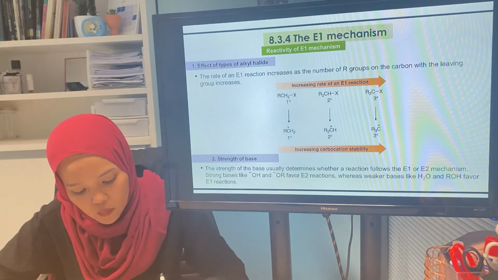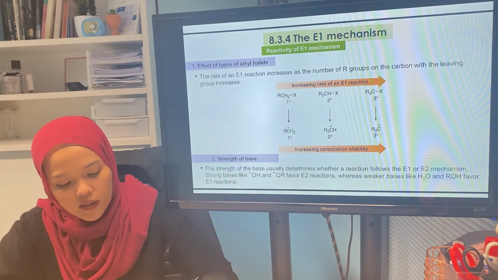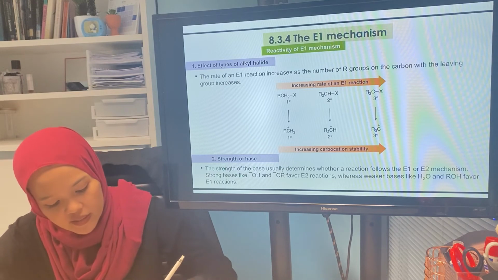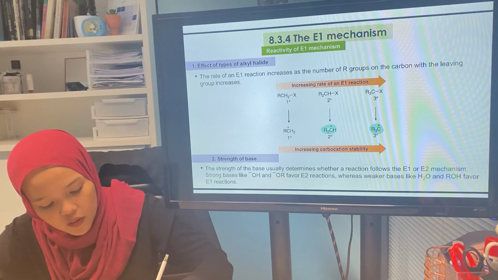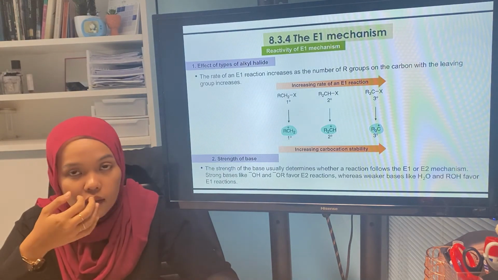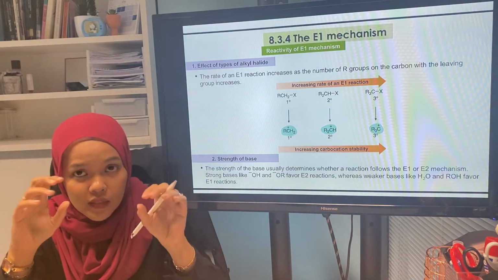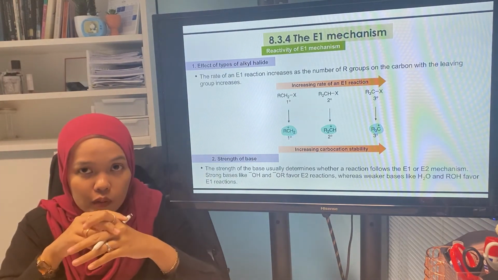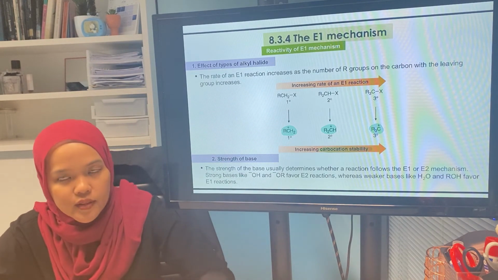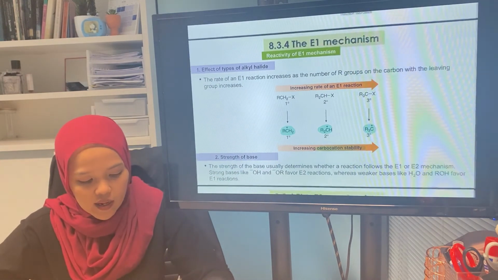So why does the E1 reaction favor a tertiary alkyl halide? Because it is going to form a carbocation, and this carbocation is going to be more stable when there are more substituents or R groups. So this is carbocation stability. That is why the E1 reaction will also favor the tertiary alkyl halide.